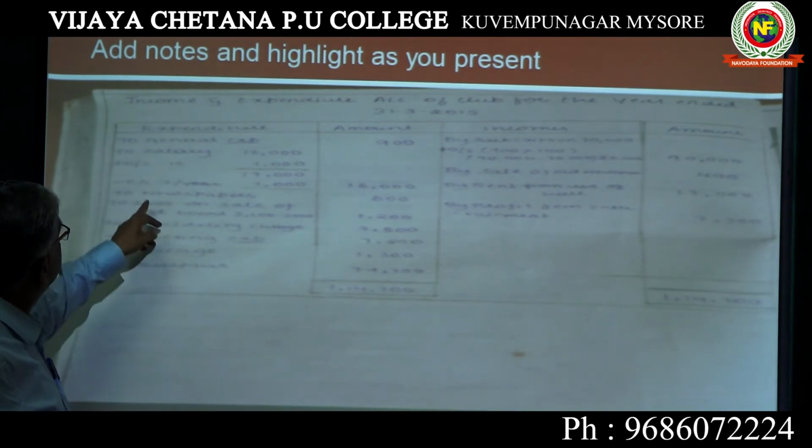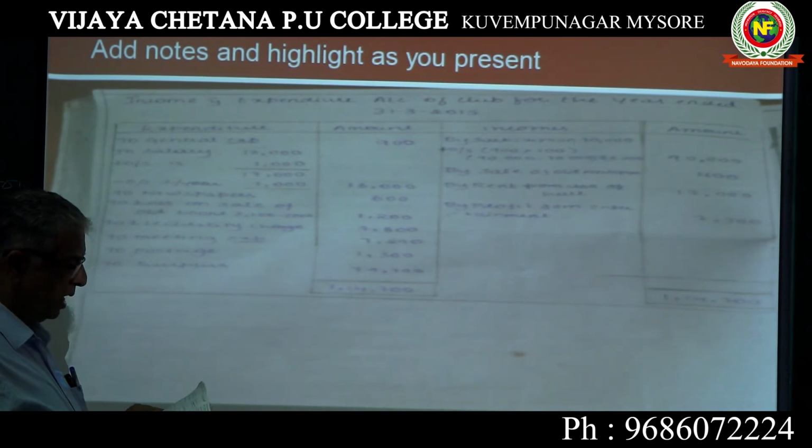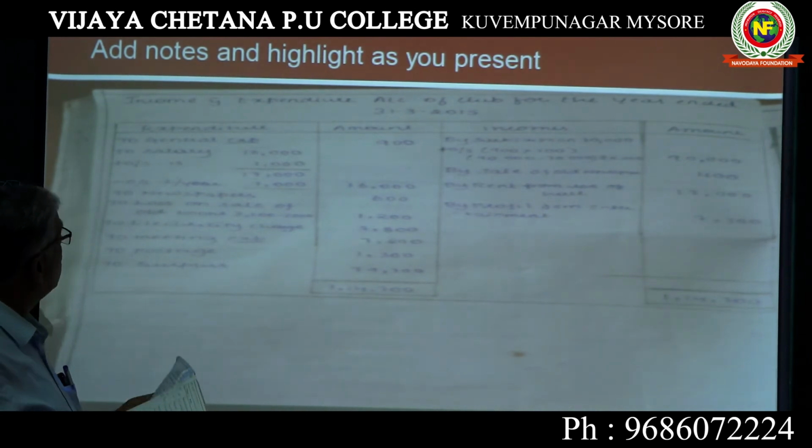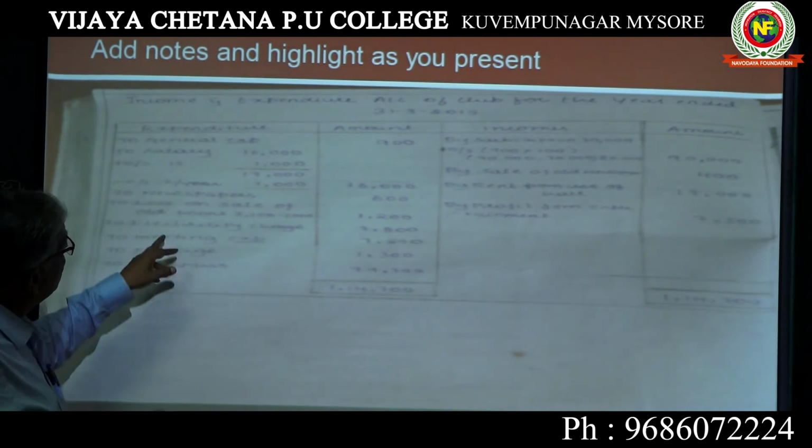Then newspapers, here 600 rupees. Then loss on sale of old books. So this is very important, students. Loss on sale of old books.